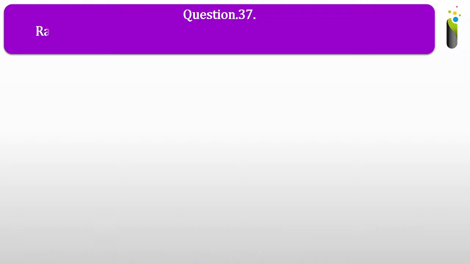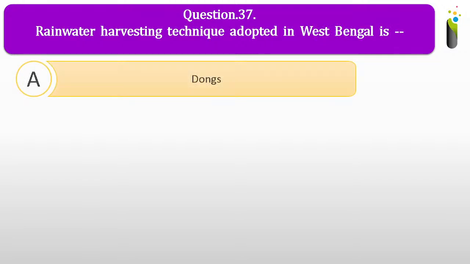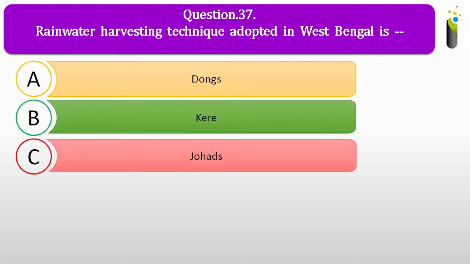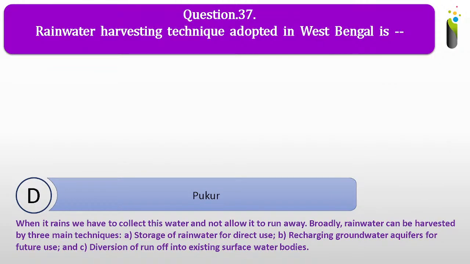Going ahead to question number 37, rainwater harvesting technique adopted in West Bengal is dash. A. Dongs. B. Kere. C. Johats. D. Pukur. And the correct answer for this question will be Pukur.